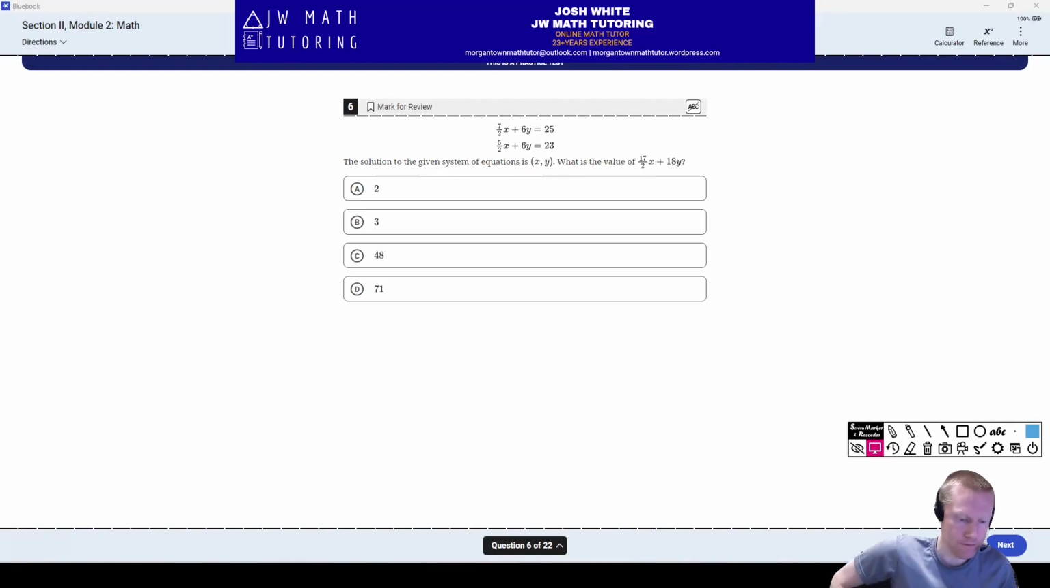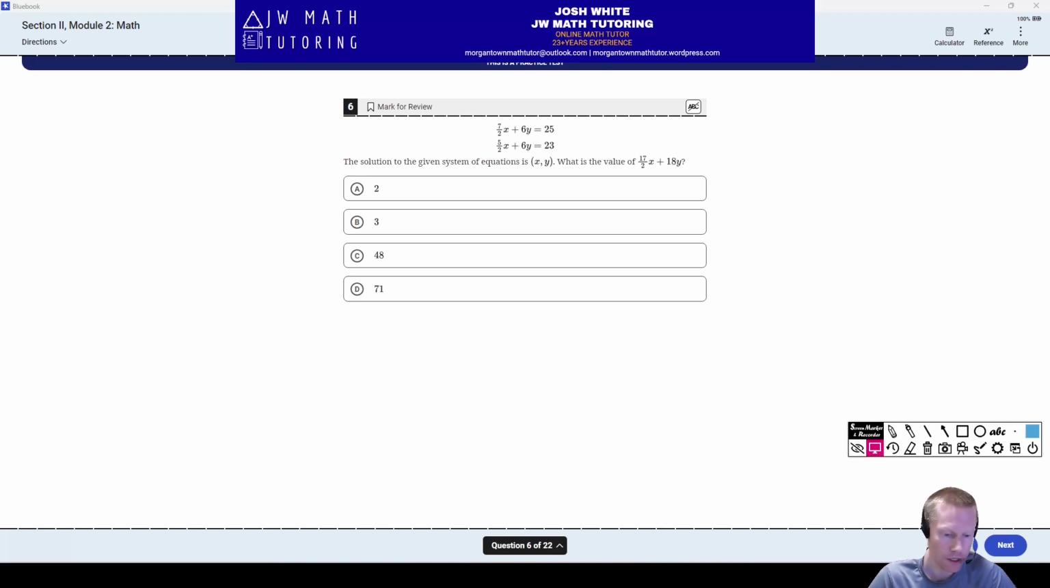Next up, we have number 6. So in this question, they have a system of equations. They want to know what the value is of 17 over 2 x plus 18y, where x and y are the solution to this system of equations.